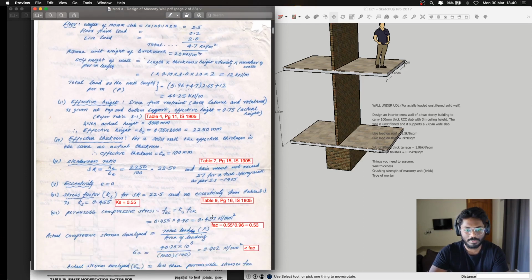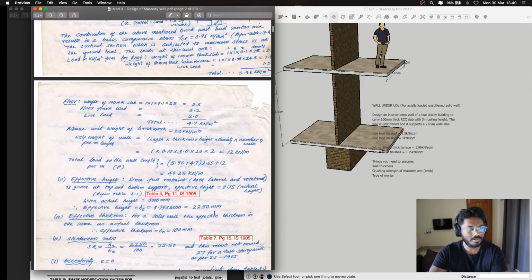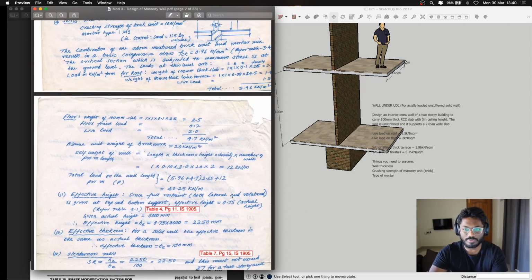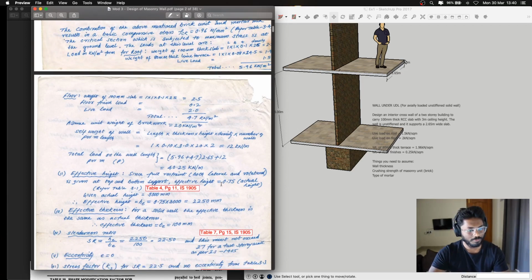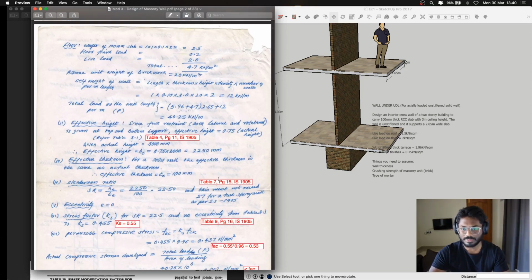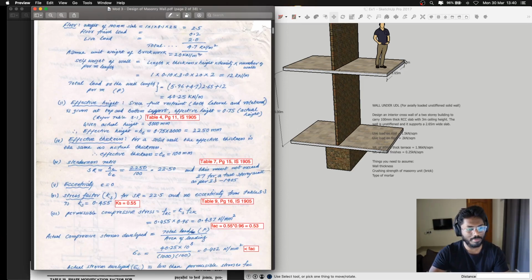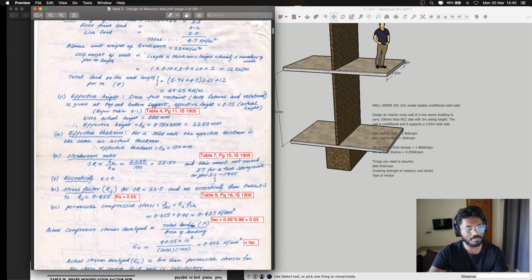This is an example. This is a walkthrough of an entire design for an axially loaded unstiffened solid wall under UDL. We'll proceed with more problems further in a similar manner. I've already pre-solved some examples. We'll discuss those examples as well.